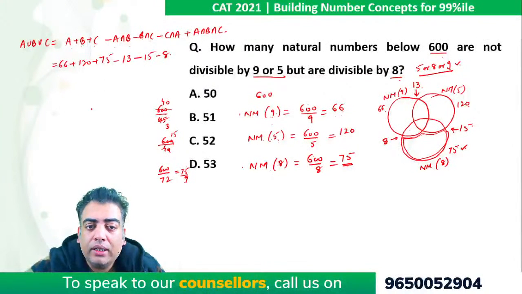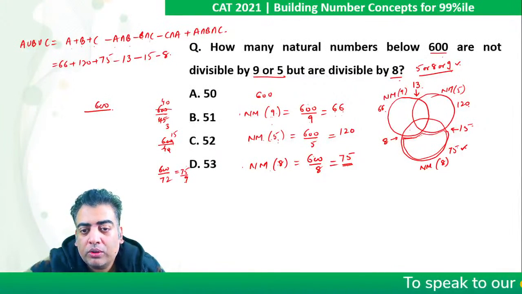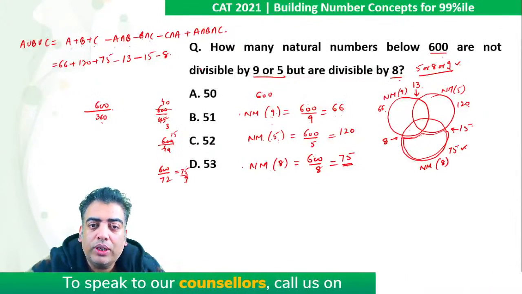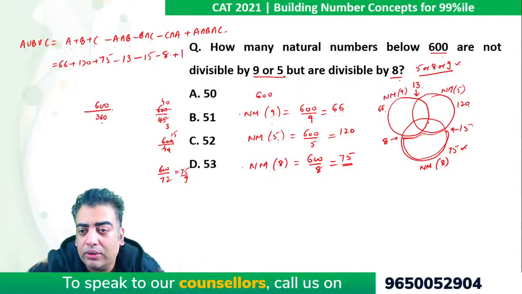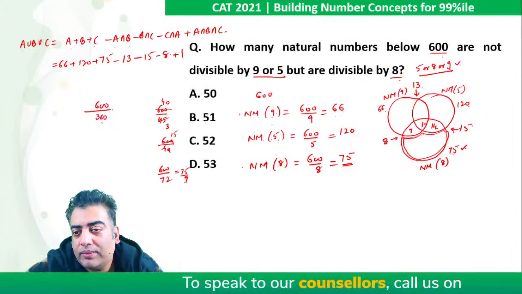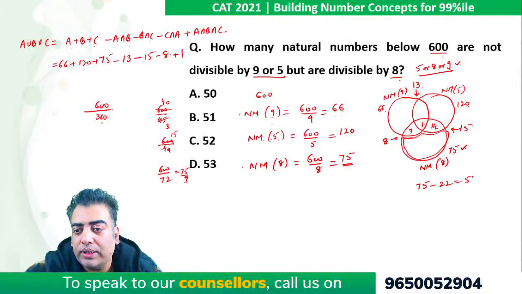Then it will be the number of numbers divisible by 5, 8 and 9, which is the LCM of 5, 8 and 9. So 8 into 5 is 40, 40 into 9 comes out to be 360, and there is only one number which is a multiple of all three. So that will go here. So 8 minus 1 is 7, 15 minus 1 comes out to be 14. All right. So we will remove this value out of 75. 14 plus 1 is 15, 15 plus 7 is 22. So the answer comes out to be 75 minus 22, which is 53.